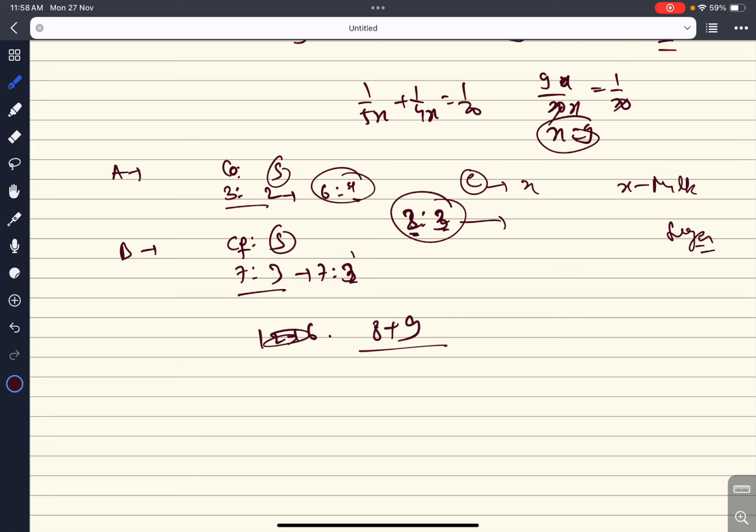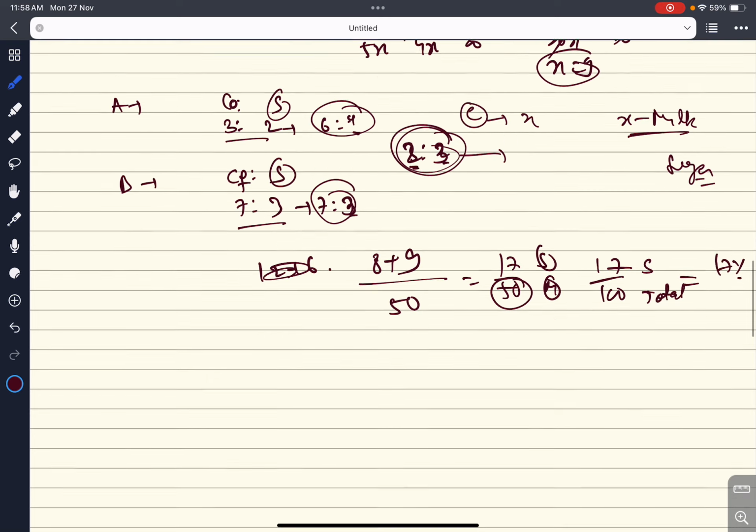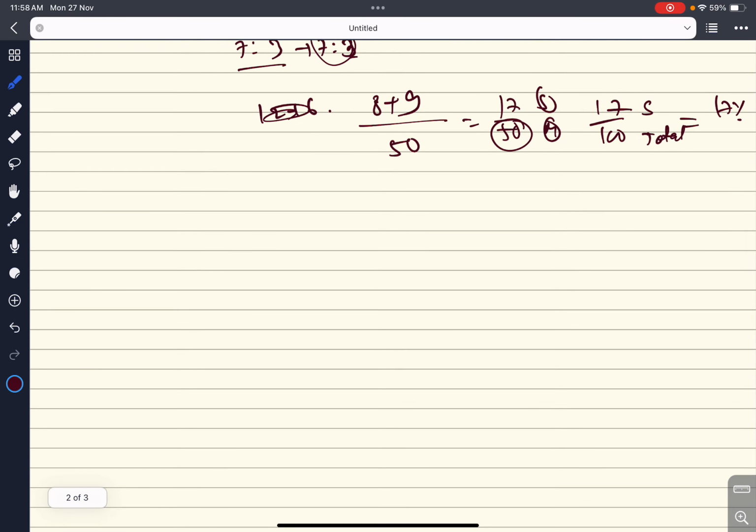And the total mixture will be how much? 6 4 10, 7 3 10, and total 5, so the total will be 50. So 17 by 50 is sugar upon mixture obtained. Now it is given that X is exactly 50, so 50 milk is added. So 17 by 100 will be sugar upon total mixture. So the percentage of sugar is 17% is the answer. That's it, done. Next one, let me see. This I already told. For real number, this is one absurd question.